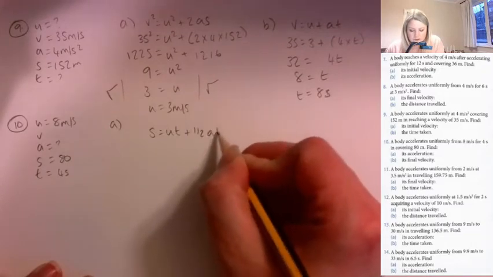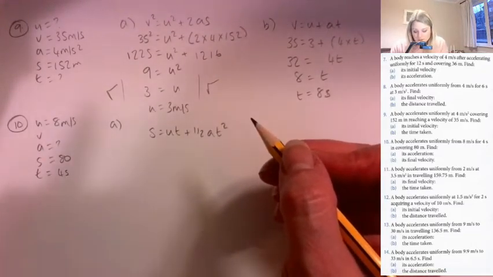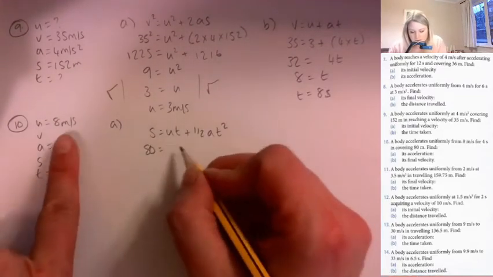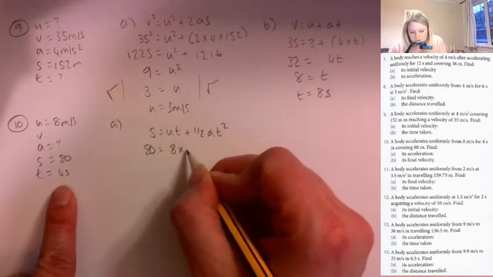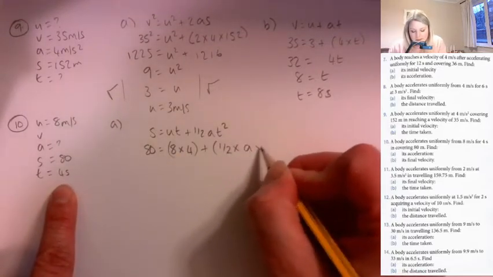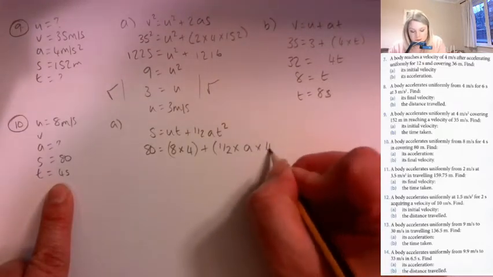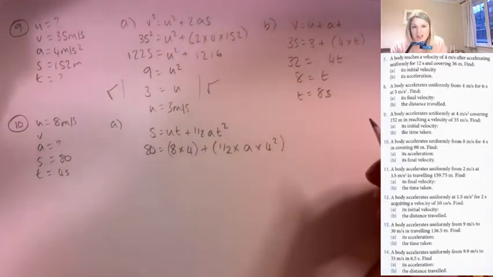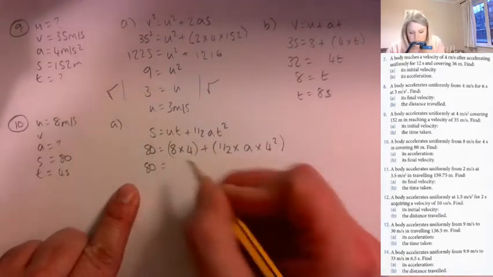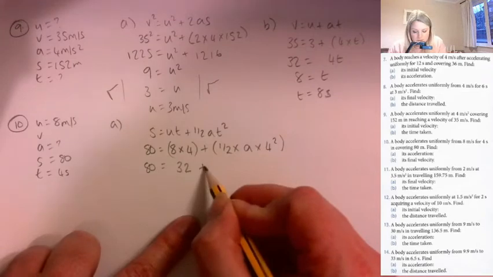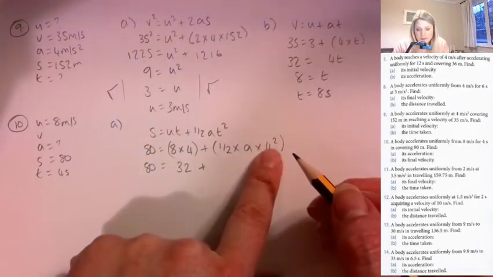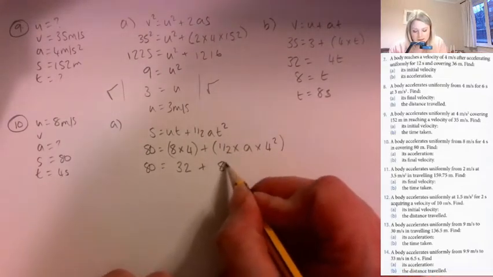Okay, I'm going to try and slow down my rearranging here because this one's awkward enough. Substitute in my numbers. S is 80, u is 8, and t is 4, plus a half multiplied by a multiplied by t squared, so 4 squared. Tidying up as much as I can before I start taking things away. So 80 equals 8 times 4 is 32, plus a half multiplied by a multiplied by 4 squared. 4 squared is 16, a half of that is 8, so I can rewrite that as 8a.